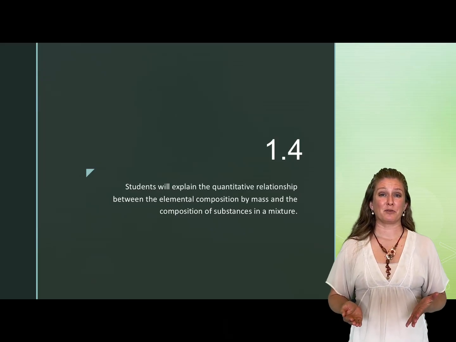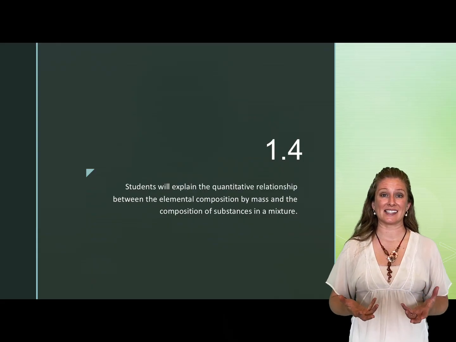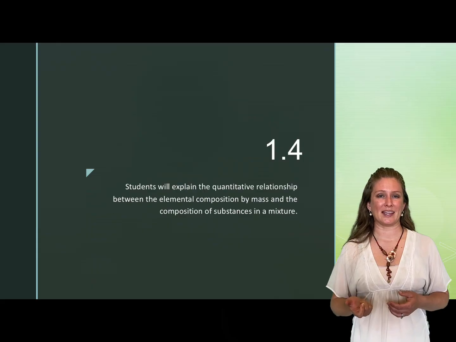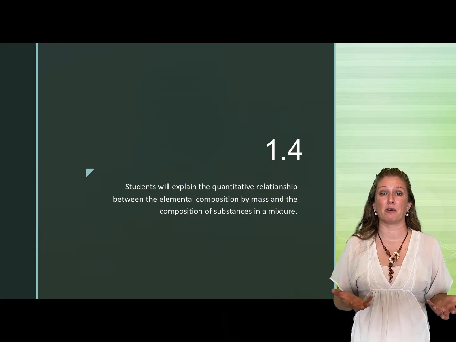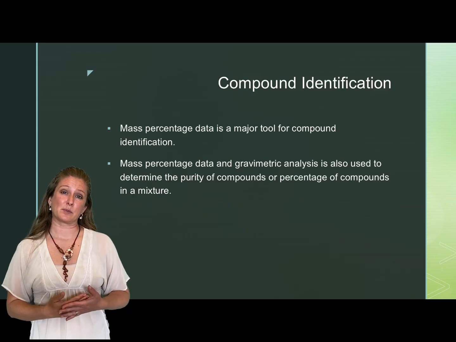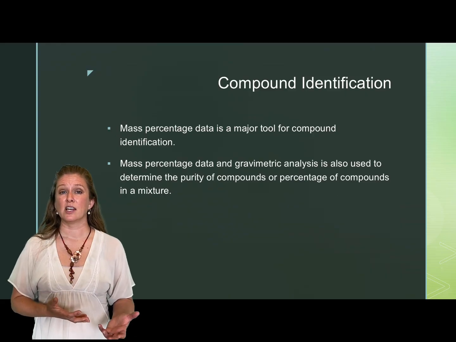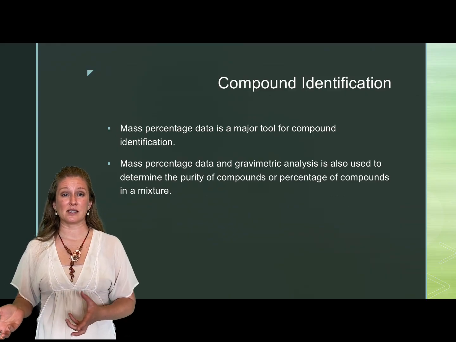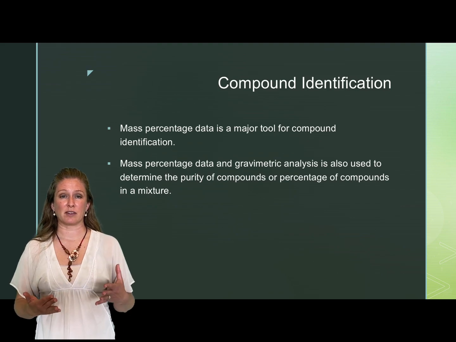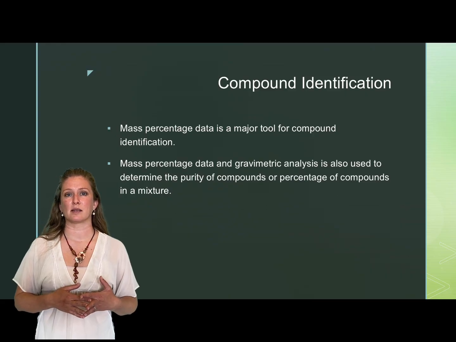Learning Rule 1.4 is going to use this mass percent analysis information and use it in a quantitative way to determine something about a sample in a mixture. So what you need to know is that this mass percentage data is often used in compound identification. By taking a sample of a substance and putting it into a mass spectrometer and finding the ratios of the mass or the formula mass of the substance, we can figure out what that substance is.